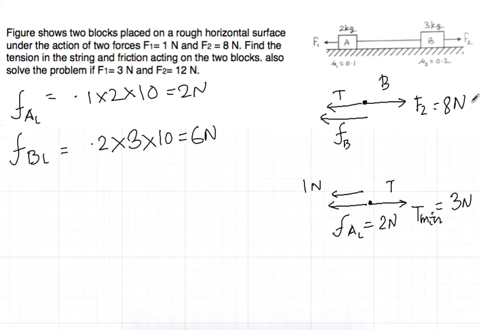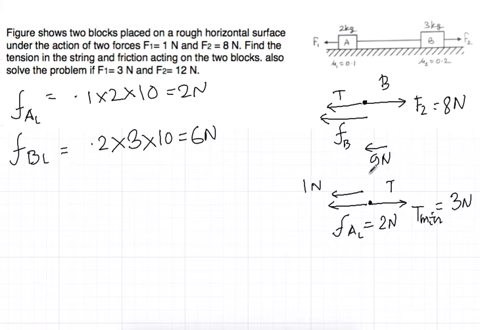Is it possible for this body? The answer is no. Because if T is a minimum of 3 Newton, then the maximum opposing force contrary to this F2 is 3 plus 6, that is 9 Newton. That means this body will not move. Let me repeat: if the minimum value of T is 3 Newton, the total opposing force over here is 3 Newton plus FBL, 6 Newton, that is 9 Newton, which is impossible because the maximum value over here is 8 Newton. This body cannot go in this direction.